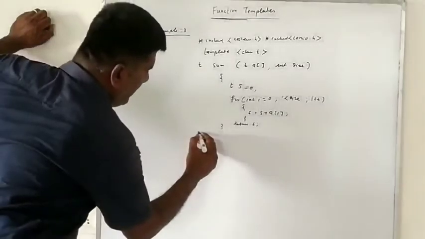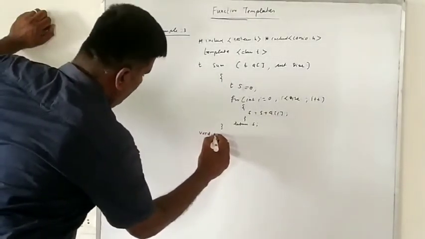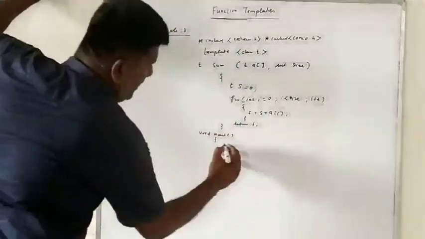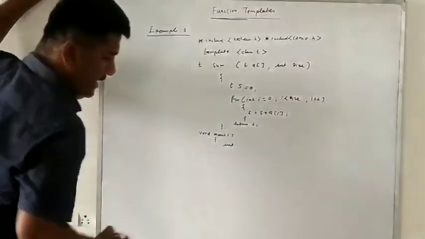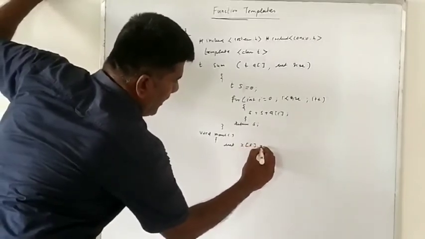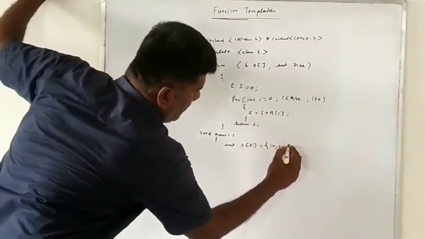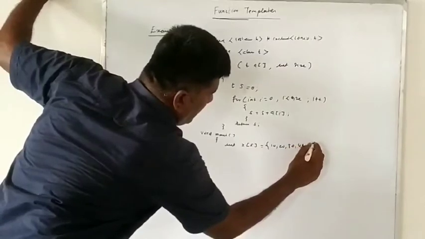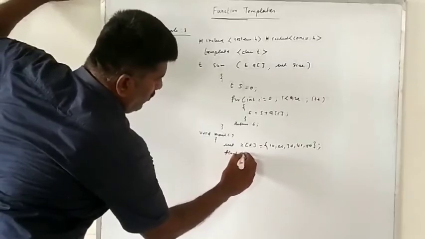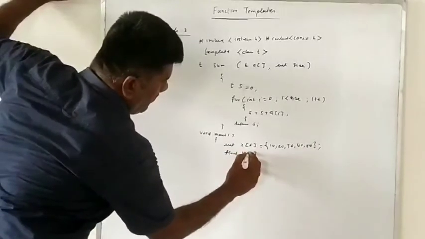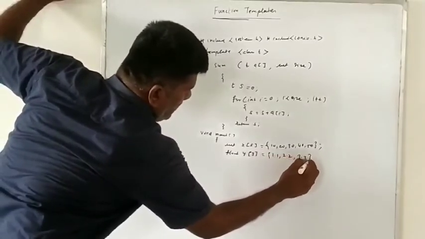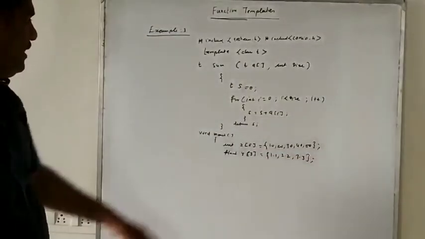Now define the void main. You are creating two arrays. One is an integer array: int x of 5 equal to 10, 20, 30, 40, 50. So this is an integer array. Then you are creating the float array: float y of 3 equal to 1.1, 2.2, 3.3. This is a float array.